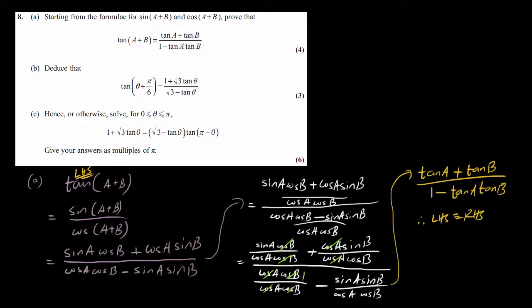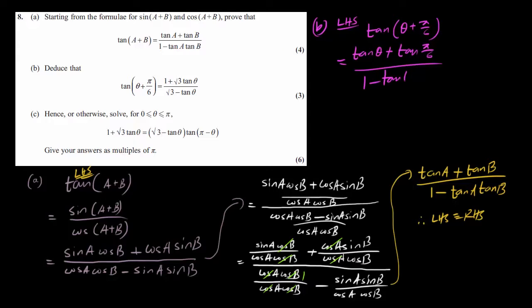So this is done. The next thing that we have to do in question number B is to show that the left hand side, tan(theta + pi by 6), is equivalent to (1 + square root of 3 tan theta) divided by (square root of 3 minus tan theta). Well, we have to use the previous sum, obviously. So theta is A, and pi by 6 is B. So tan A plus tan B, which is tan pi by 6, divided by 1 minus tan A, which is theta, tan pi by 6.